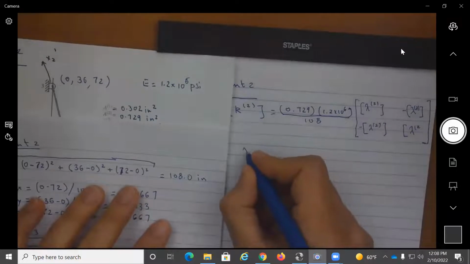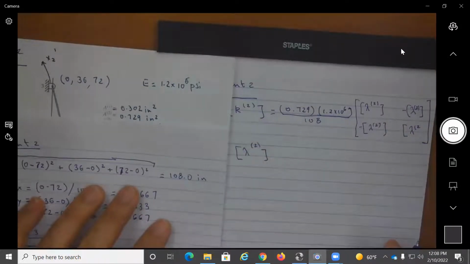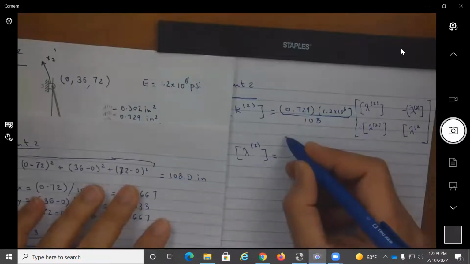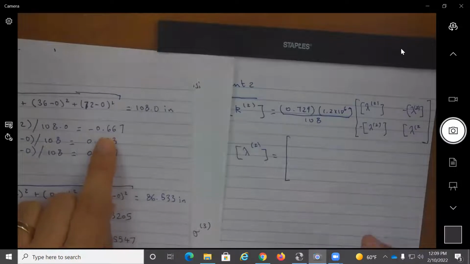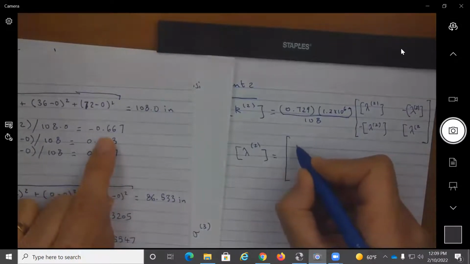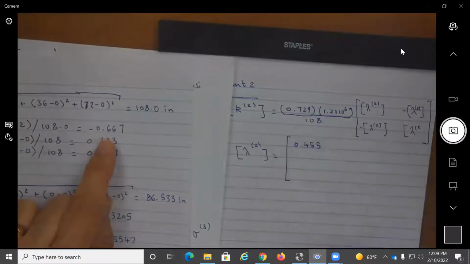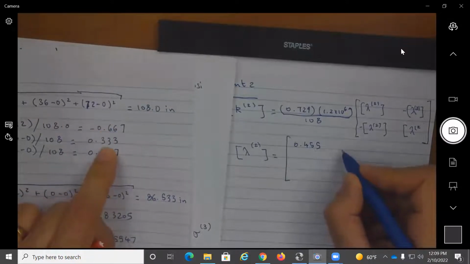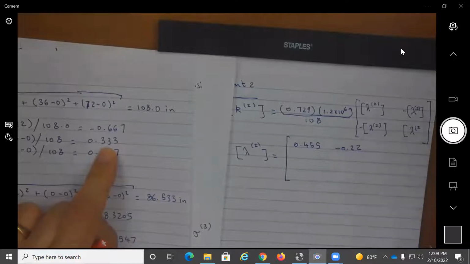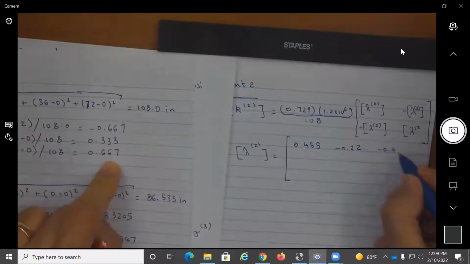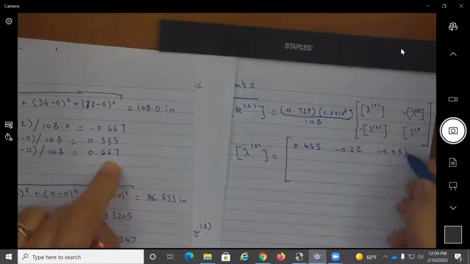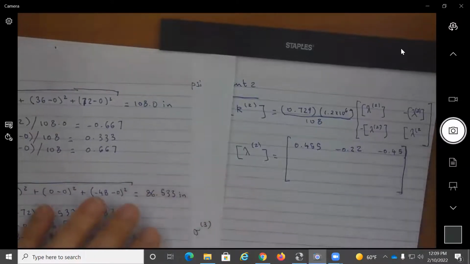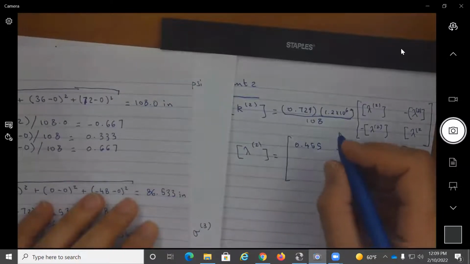So we need to define lambda 2. So lambda 2, again, we have the cosine squared. So minus 0.667 squared, I will get a 0.45. Cx, Cy, I get here a minus 0.22. Cx, Cz, I will get a minus 0.45. Let's keep this at 0.45.